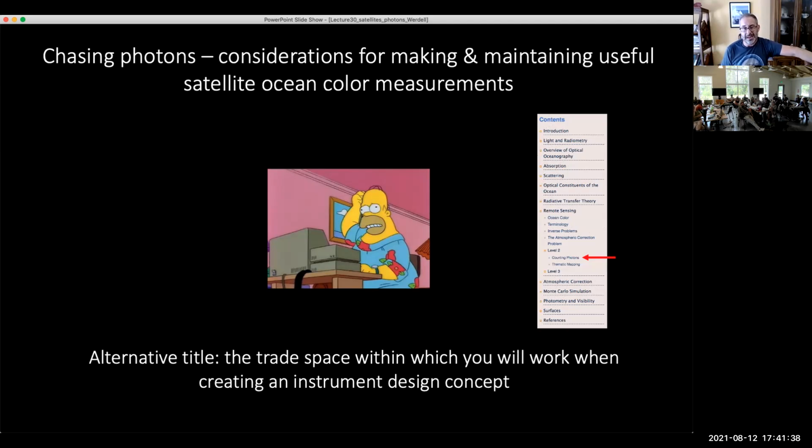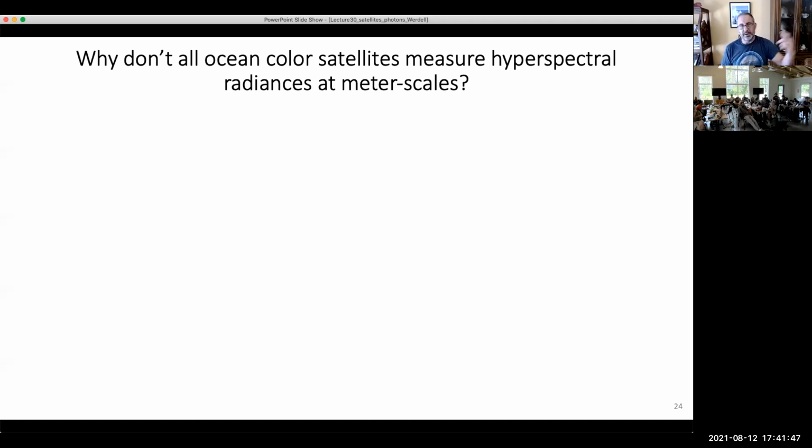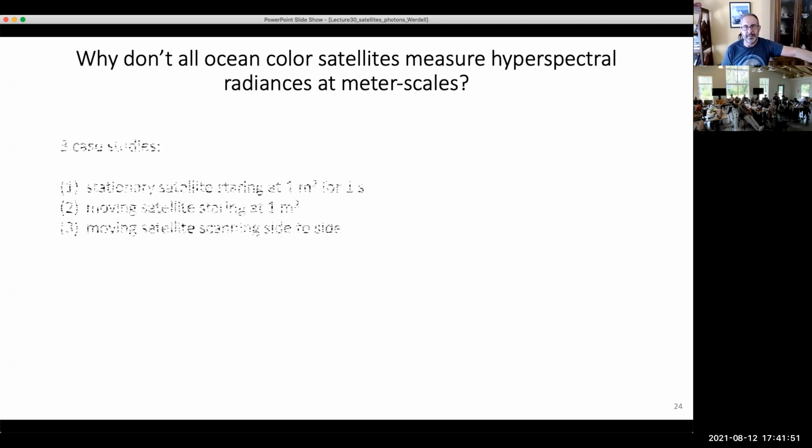So I won't spend a lot of time on the math of the equations because you can read about it in nauseating detail at your own pace when you get home. All right, so the question we have is, why don't all ocean color satellites measure hyperspectral radiances at meter scales? So let's do 3 quick case studies.